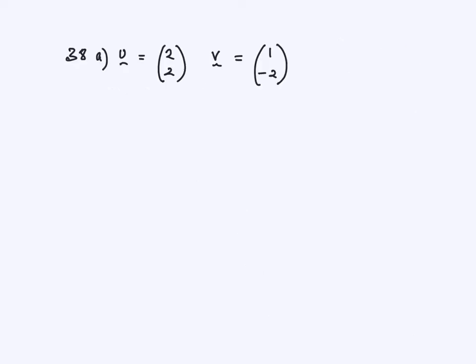Question 38a, we want to draw u plus v. So let's pick a starting point. Let's pick this point here. So we're going to move 2 spaces to the right and then 2 spaces up. So this is the vector u. We then start drawing the vector v from this point here. So v is 1 to the right and 2 down. This is the resultant vector. The arrow points from start to finish, and that's u plus v.